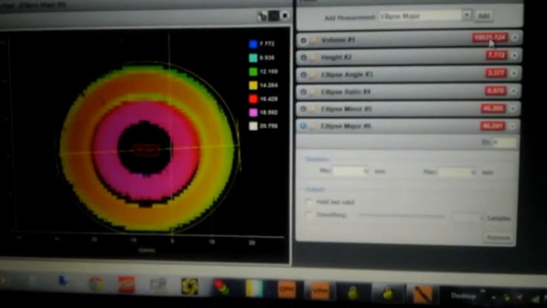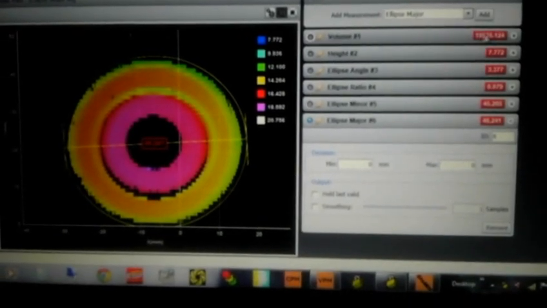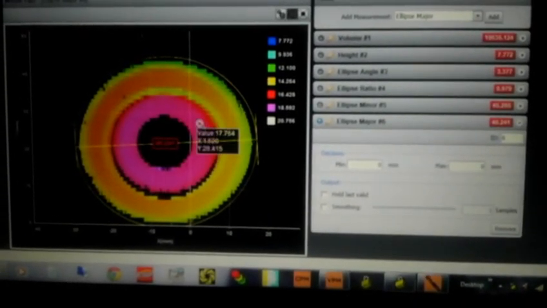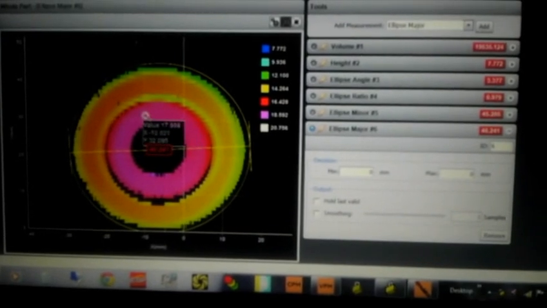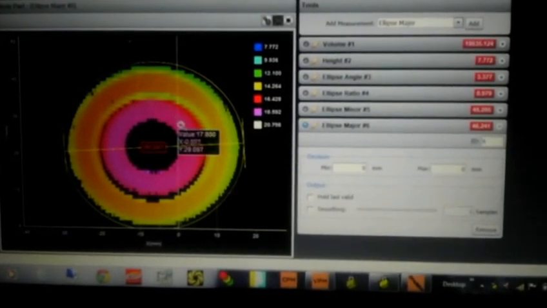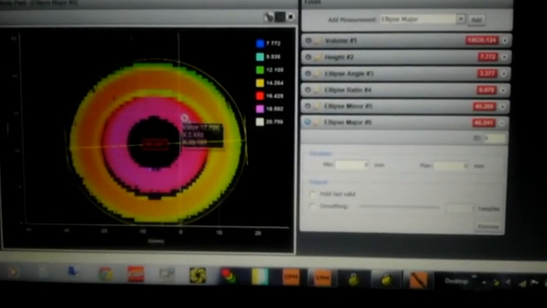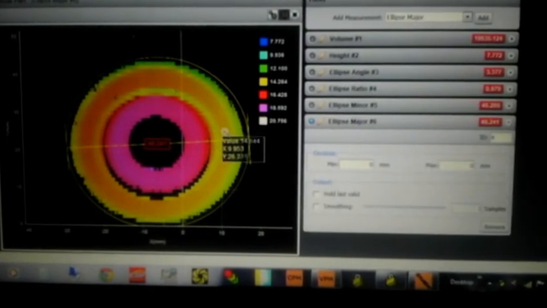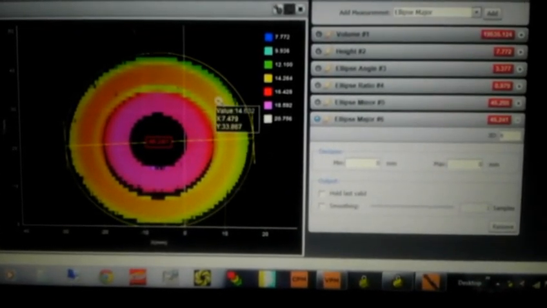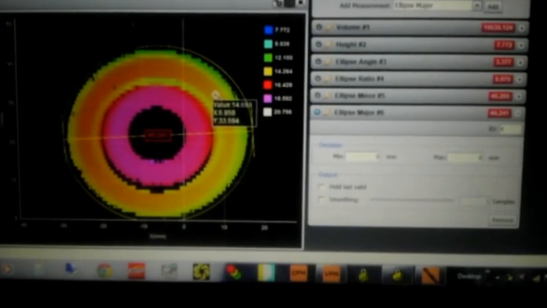Now if we look at it, this one right here is 19,500. So that's quite a bit different in size, and we can see the color is different. The bushing there looks like it's at 17.89, so it looks like it might be a little high. We can see that the rubber part of it right here is at about 14.6.